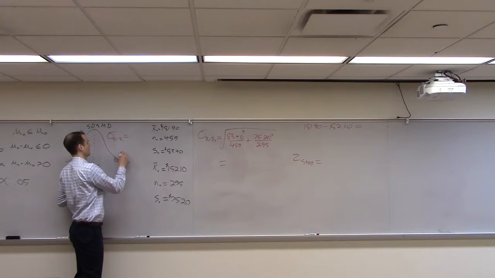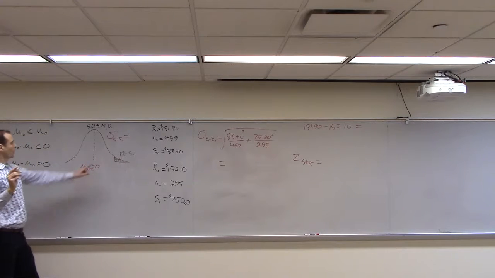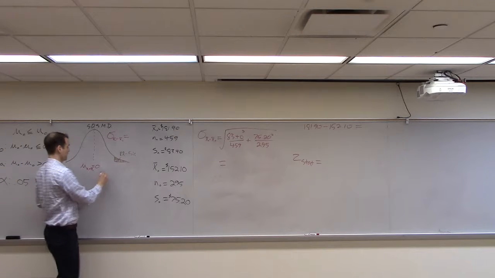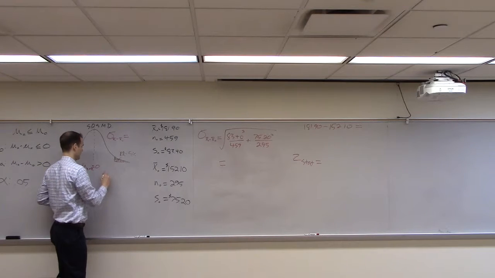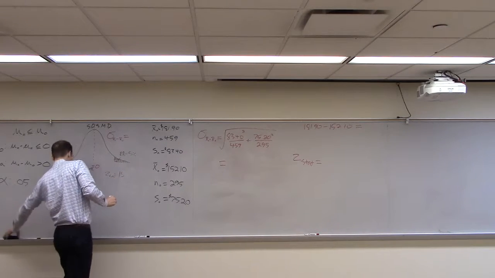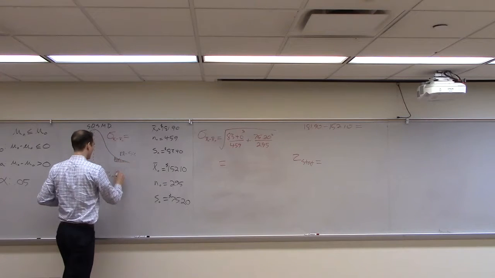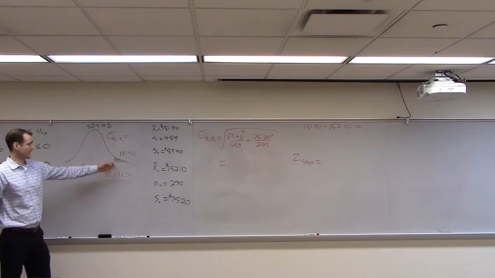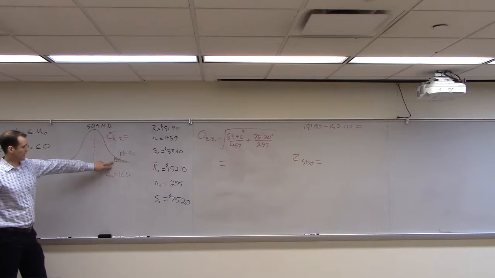Rejection region, 5%. All right, what is the z-stat that separates the upper 5% from the bottom 95%? Z critical value. 1.65. I like it. 1.65. Okay, great. So we want to find a test statistic, and if it is above 1.65, reject.